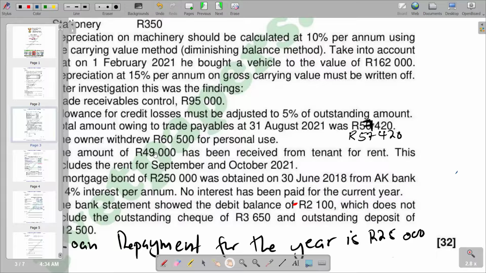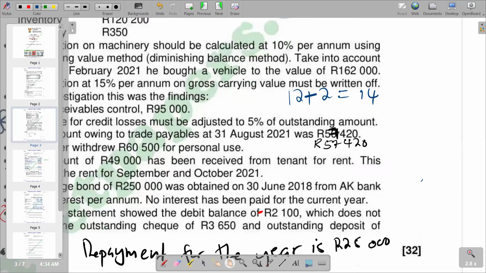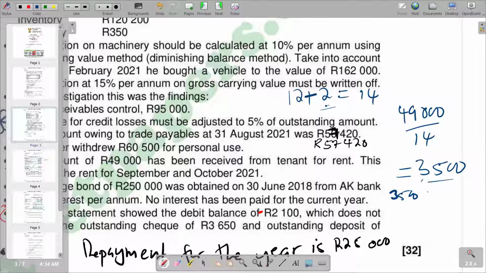But we know that inside 49,000, we have 12 full months plus 2 extra months, which is September and October. So if you say 12 plus 2, you get 14 months. So inside 49,000, we have 14 months. We want to calculate the monthly amount, so you say 49,000 divided by 14, and you get 3,500. For the 2 extra months that we received, it's 3,500 times 2, which gives you 7,000.